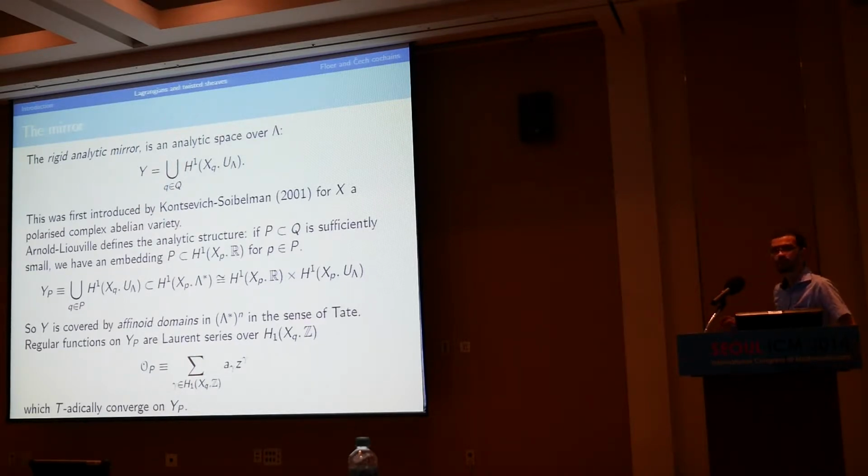So I have a chart for a complex manifold, and things work in exactly the same way in this rigid analytic setting. Okay? You get these charts, they're called affine domains. They're named that because they're the analogs of affine varieties in this kind of geometry. And because they're embedded in Λ* to the n, regular functions on them, analogs of holomorphic functions, are just series. Well, you'd like to say they're like Laurent polynomials.